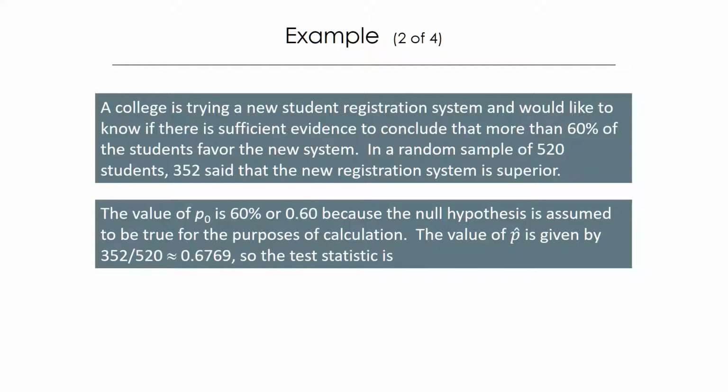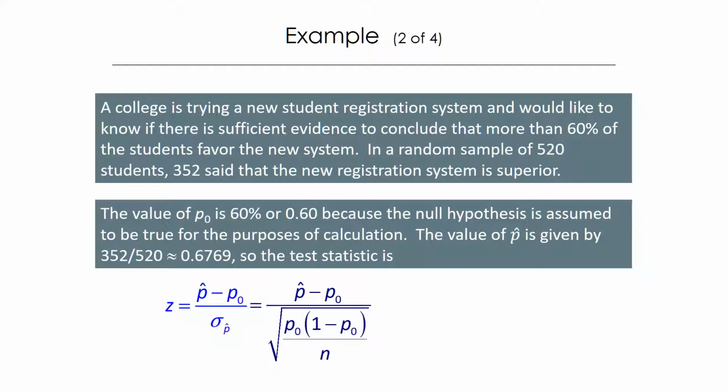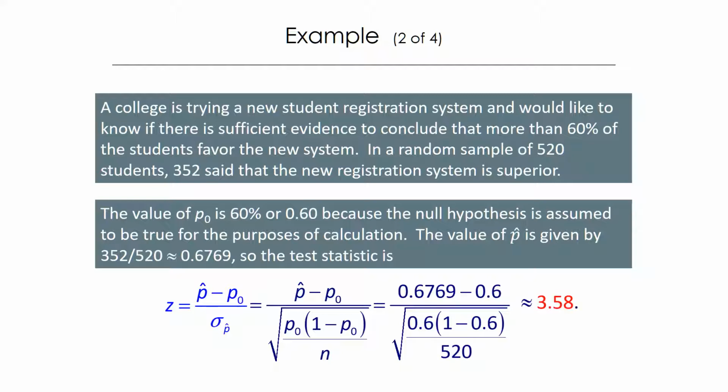0.6769. So the test statistic then is, from the formula, with sigma, the population standard deviation, put in, the values put in, approximately 3.58.